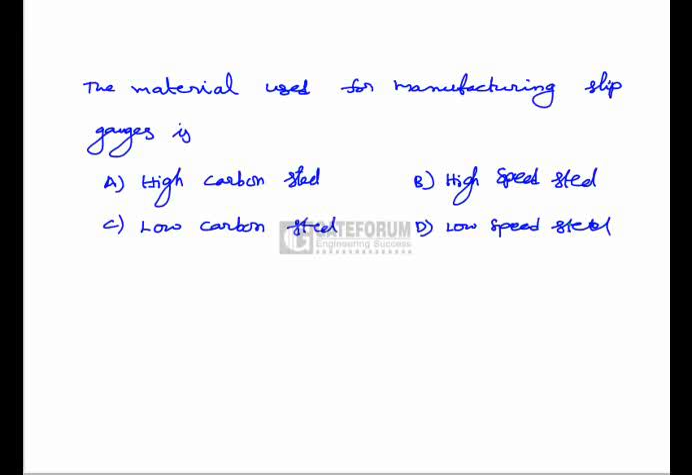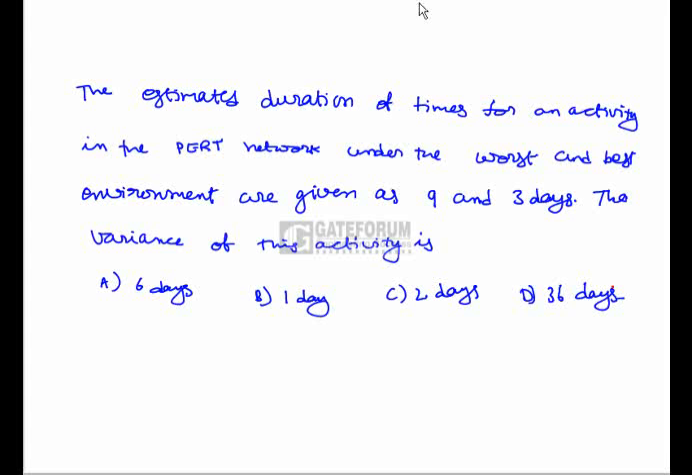For manufacturing slip gauges, here the options are high carbon steel, high speed steel, low carbon steel, low speed steel. Generally for slip gauges, high carbon steel is used. Estimated durations of time for an activity in the PERT network under the worst and best environment are given as 9 and 3 days. The variance of this activity is given by the difference between the worst and best condition, that is (9 minus 3) by 6 whole square, which is equal to 1. So here the right answer is 1, and in the options the correct option is B.